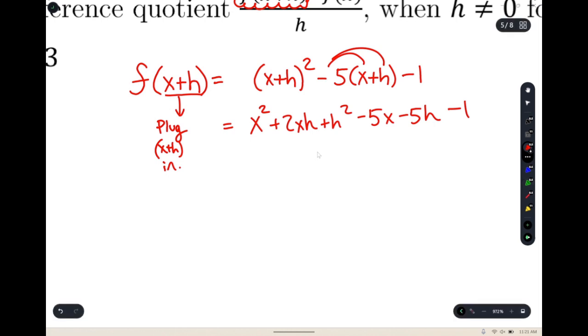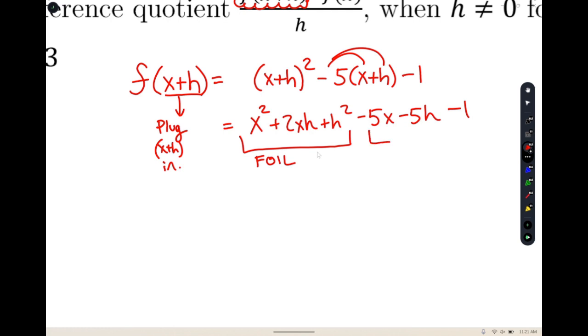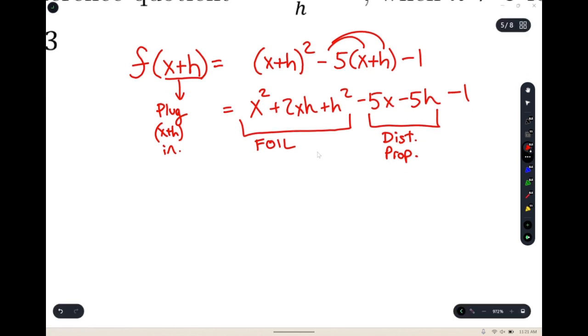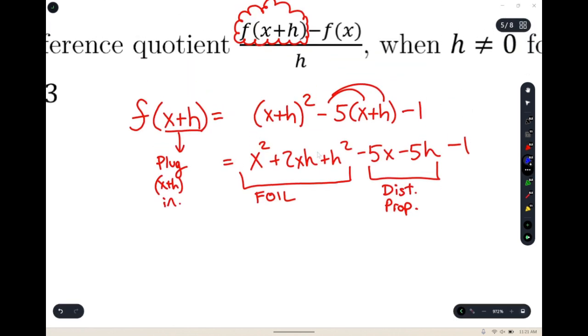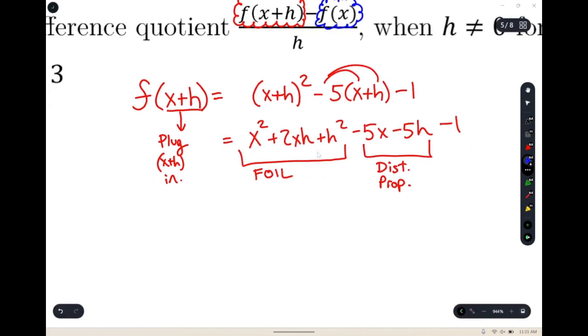No. This was a FOIL. This was a distributive property. And the negative one was just alone, if you're wondering where that happened. Now let's do the blue thing. I'm not even going to do minus yet. I'm just going to do the blue thing.